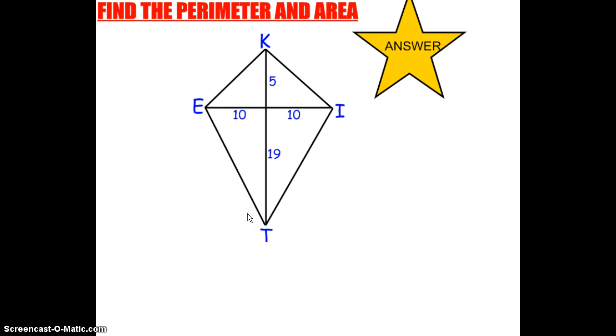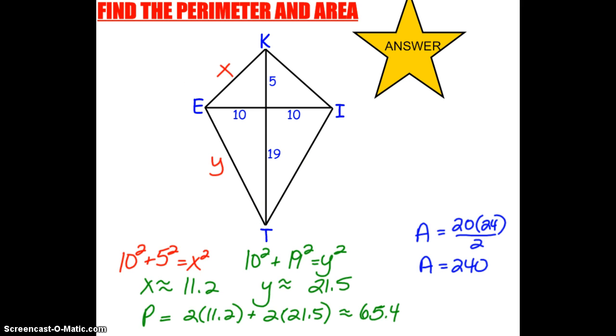Okay, try this one on your own beginning to end and then check back and see if you have the answer. Should have gotten a perimeter of 65.4 and an area of 240. Now you can try doing the textbook work.